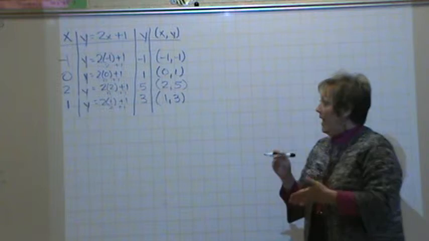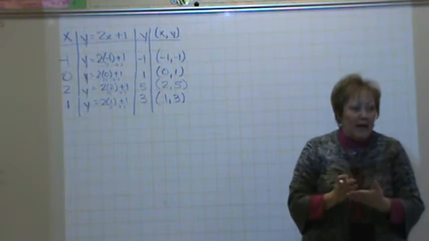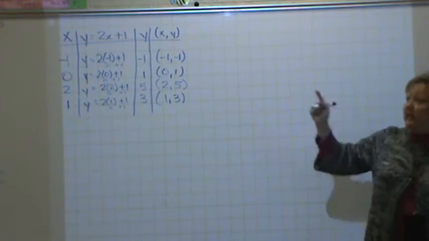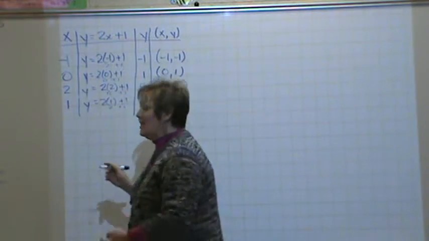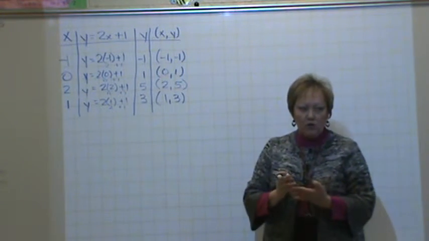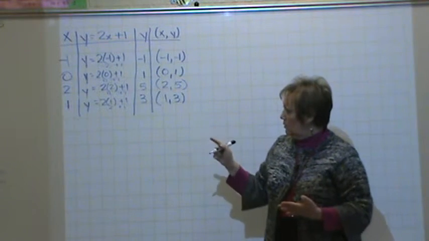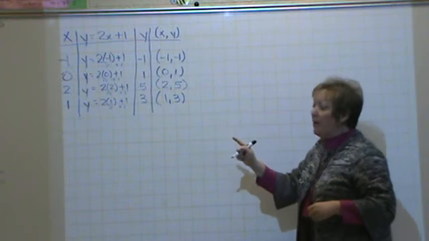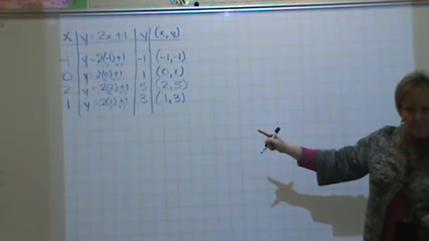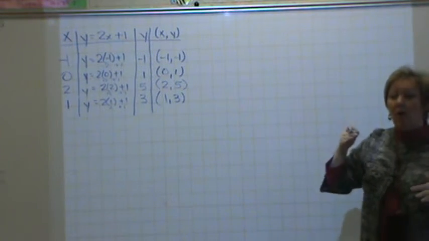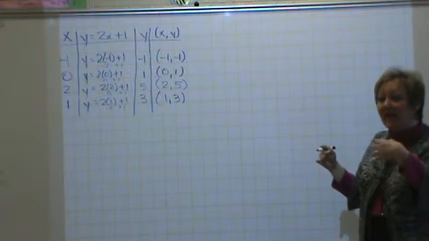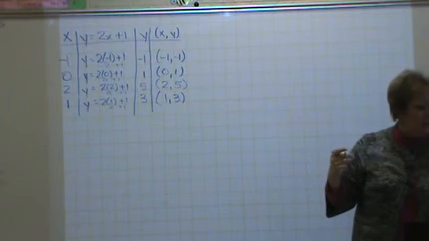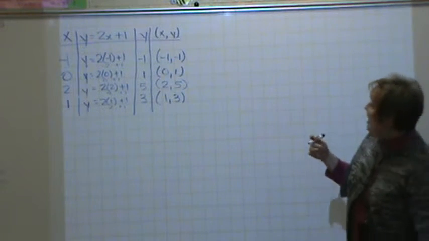Now, I want us to look at the domain. Which set of numbers represents the domain? The x coordinates. What is my domain for this function? -1, 0, 1, and 2. So my low number is -1. On my x-axis, I've got to have at least the low number of -1 and the high number of 2.